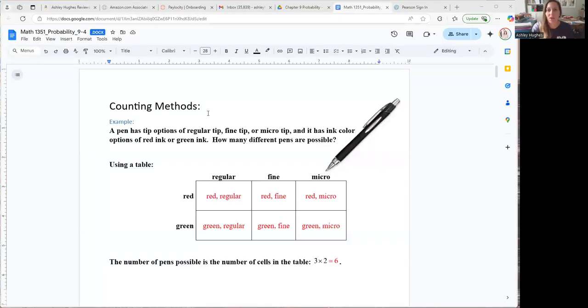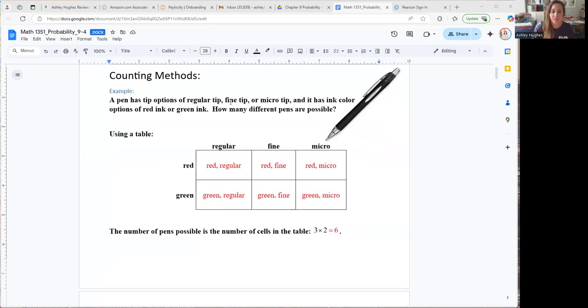Right, today we're going to go over section 9.4, which is called counting methods. Okay, so let's jump right in. This says a pen has tip options of regular tip, fine tip, micro tip. So that's three different choices for the tip style. And then red ink or green ink. So how many different pen types are possible?